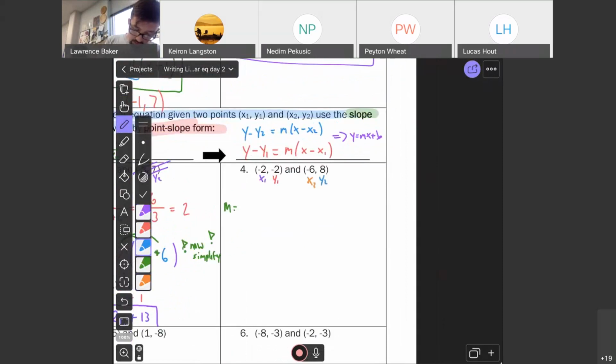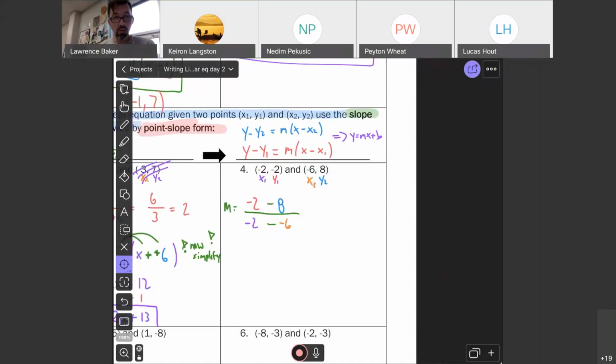So I want to talk to you guys real quick about that idea of consistency. It doesn't matter if you do 2 minus 1 or 1 minus 2, as long as you're consistent. But it does matter that you do y's over x's. So if I take y1 minus y2 over x1 minus x2, I'm being consistent. I took 1 minus 2, 1 minus 2 for both. Be consistent and you'll be fine.